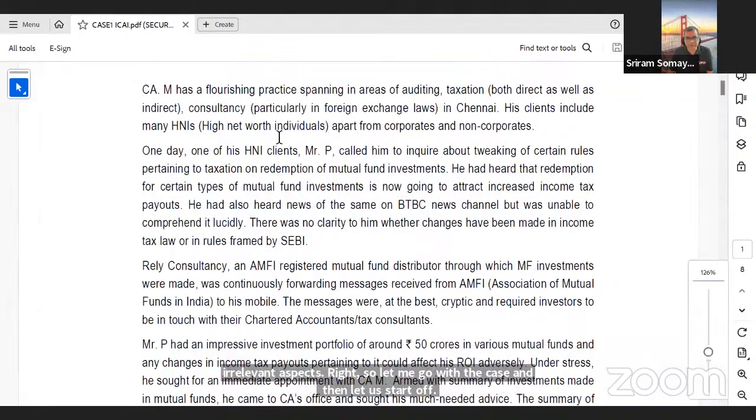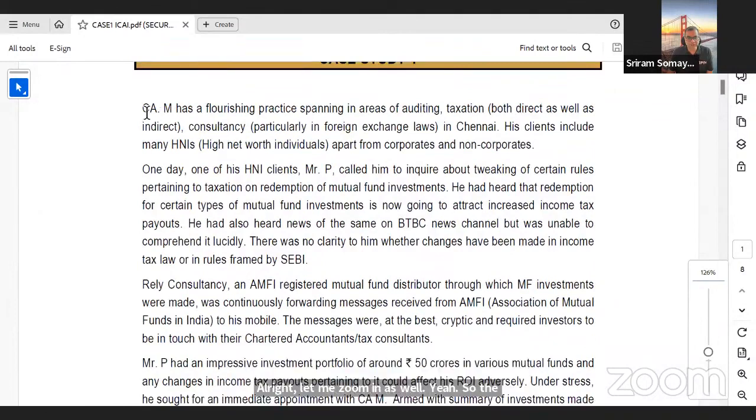All right, let me zoom in as well. Yeah, so the case goes here. CAM has a flourishing practice spanning areas of auditing, taxation, both direct as well as indirect, consultancy, particularly in forex laws in Chennai. His clients include many HNIs apart from corporates and non-corporates. Okay, great. None of this is actually pretty useful. One day, one of his clients, Mr. P, called him to inquire about tweaking of certain rules pertaining to taxation on redemption of mutual funds. Okay, taxation on redemption. So this is the key thing.